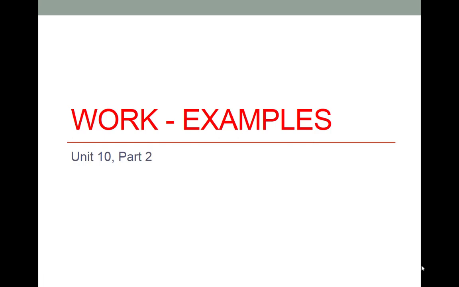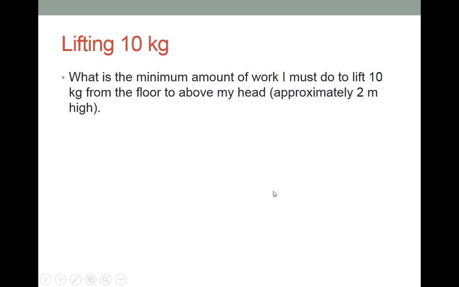Okay, welcome to the second part of Unit 10. In this second part, we are going to be looking at examples involving work. So here is our first example.